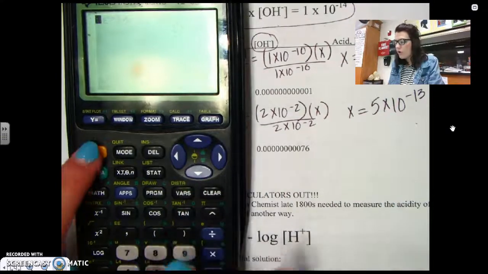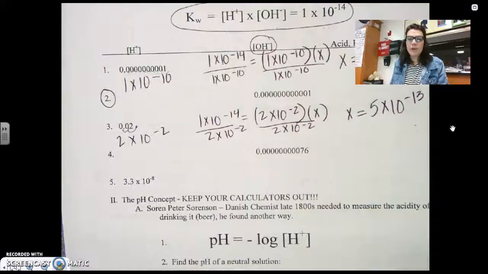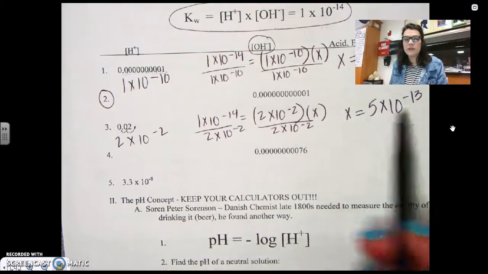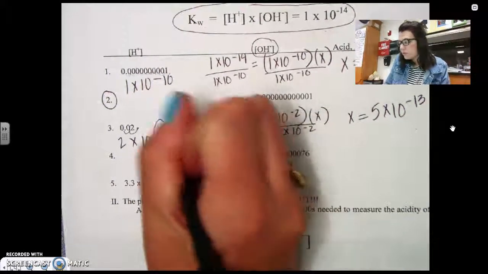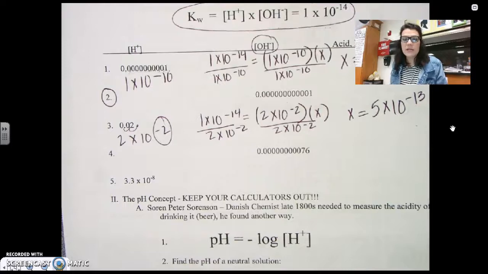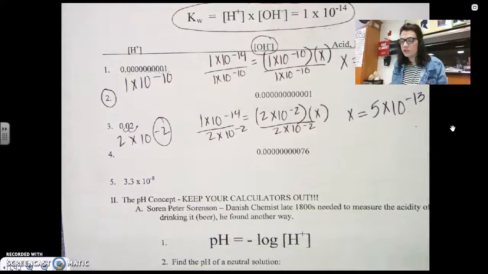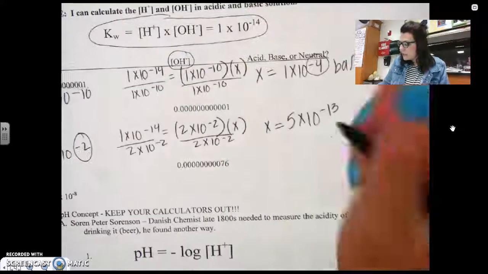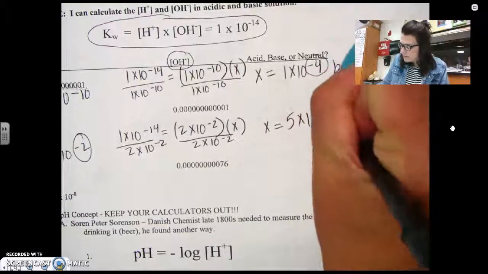Okay, who has the greater concentration? 2 times 10 to the negative 2 or 5 times 10 to the negative 13th? This exponent is closer to 0, which indicates that my H+ concentration is greater. And since my H+ concentration is greater, that indicates that this solution is an acid.